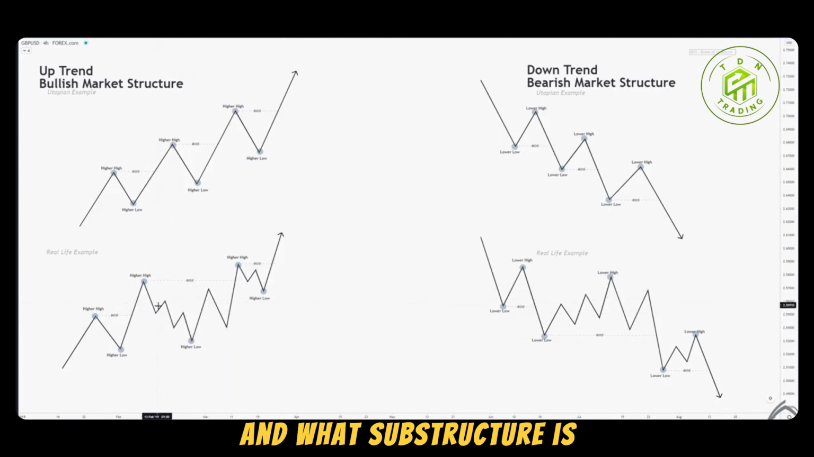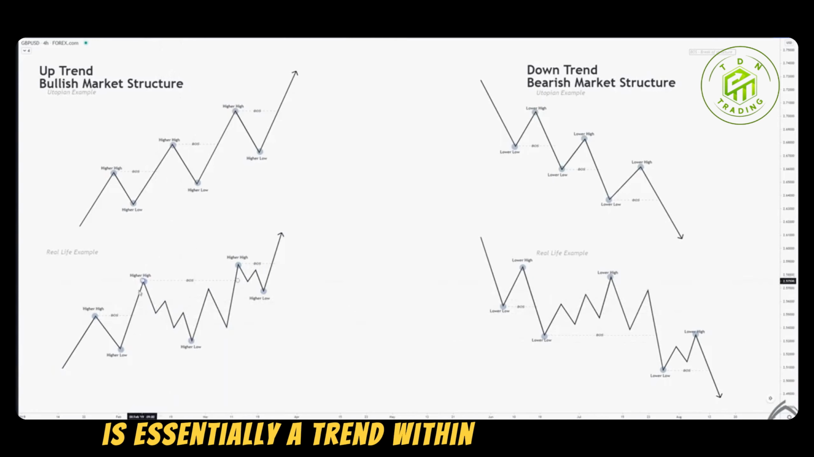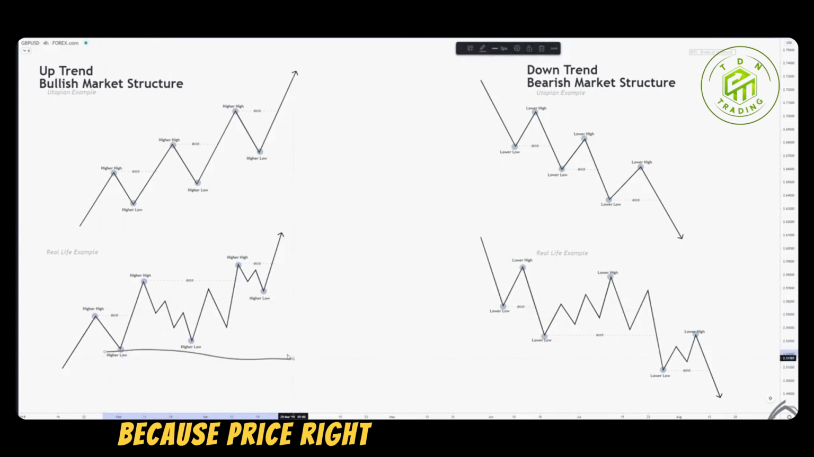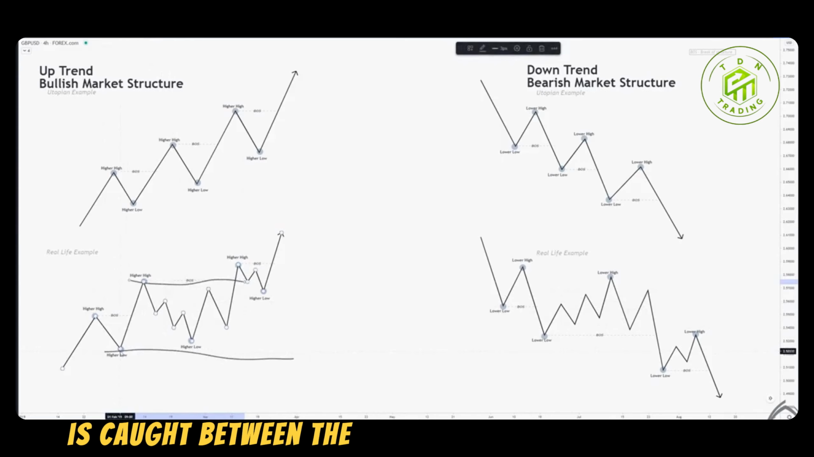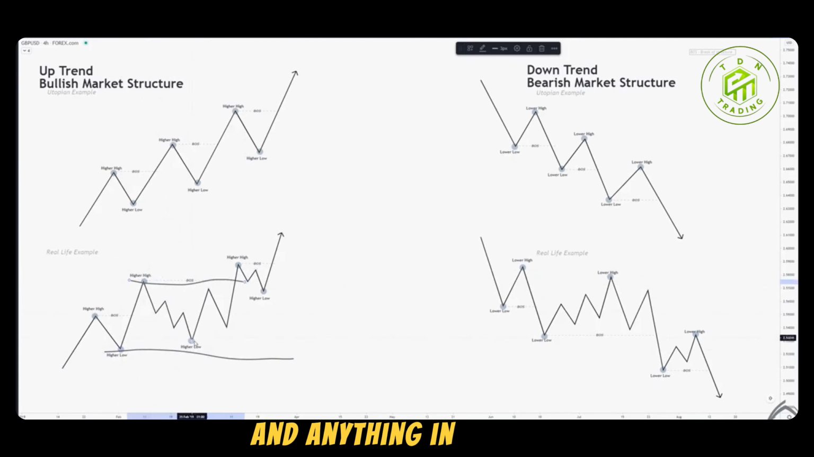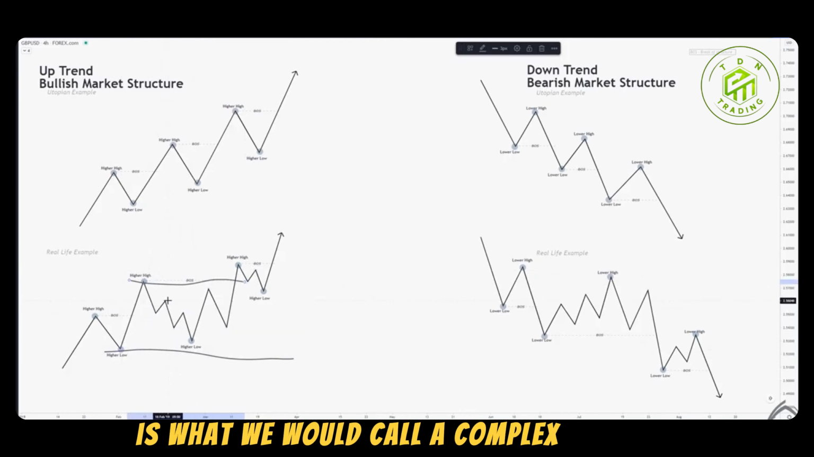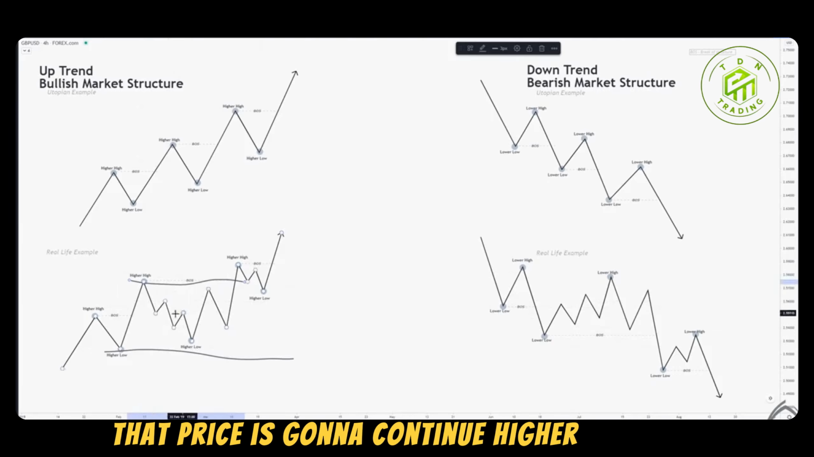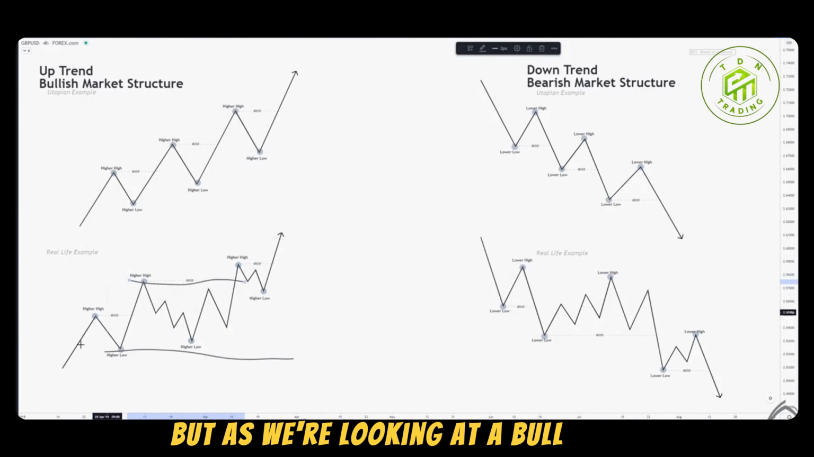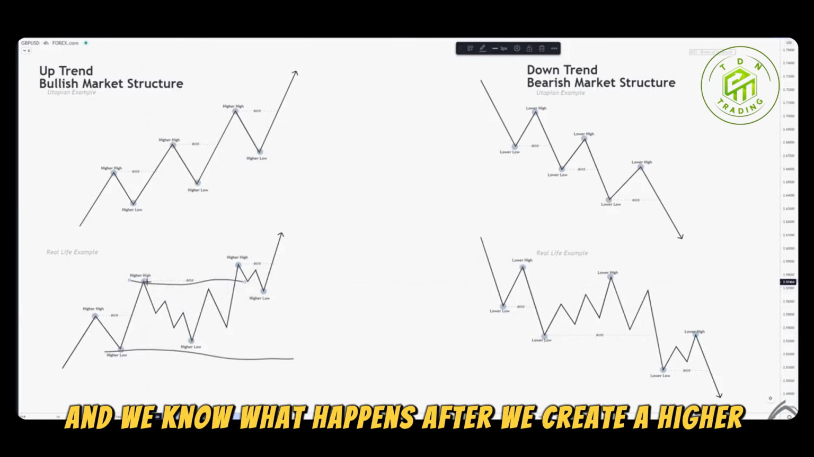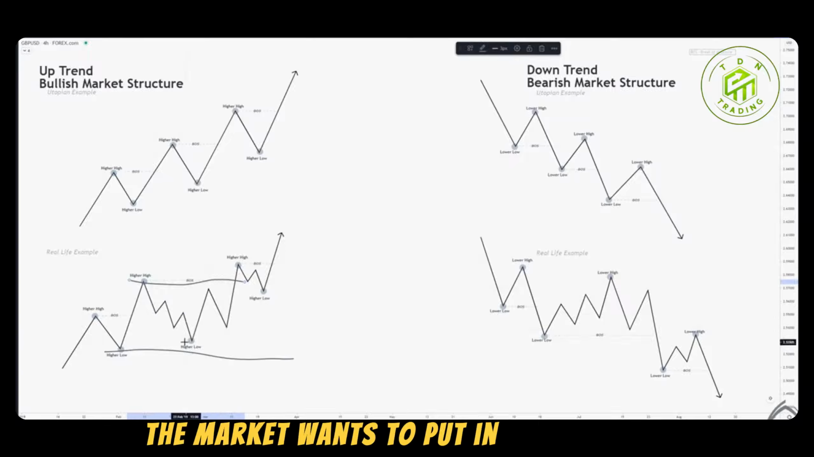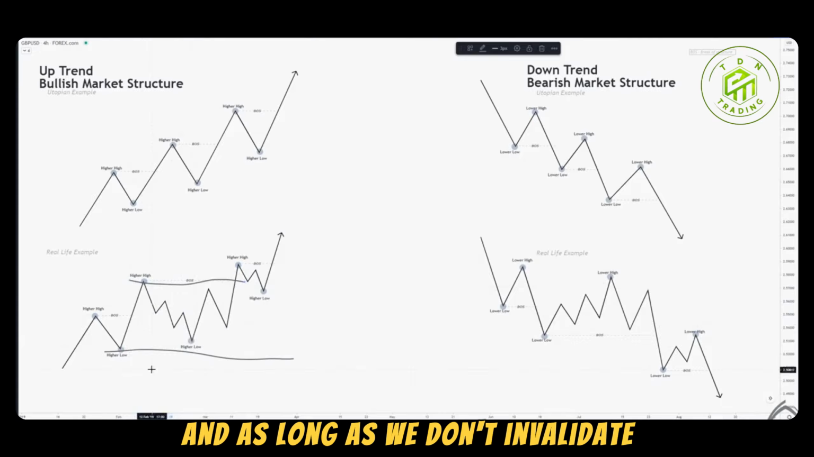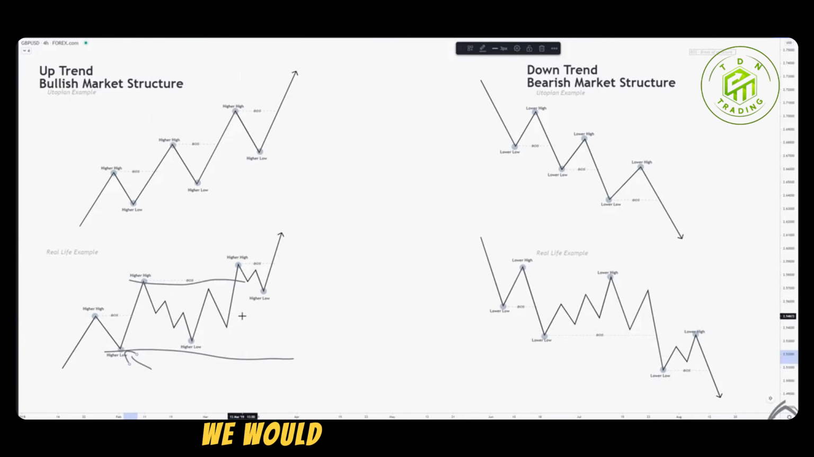Substructure is essentially a trend within the overall range, because price right now in its current state is caught between this swing low and this swing high, and anything in between is what we would call a complex pullback, which means that price is pulling back, that we have no real confirmation that price is going to continue higher or lower. But as we're looking at a bull trend and we know what happens after we create a higher high, the market wants to pull back to a higher low. And as long as we don't invalidate the previous higher low, we would still be in an uptrend. So as long as this low doesn't get broken, we would still be in an uptrend.